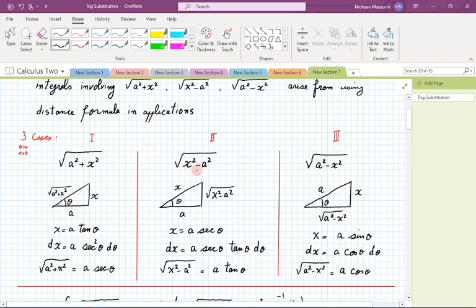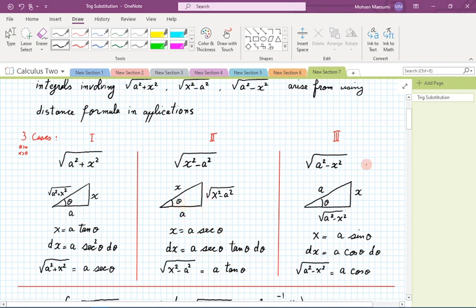Similarly, if you have an expression with the radical of x squared minus a squared, in this case we take x to be the hypotenuse, a will be this leg, theta the angle between the two of them, and the opposite is going to be equal to this expression. What's the relationship between our variable and this angle? You can easily check that. x is equal to a secant of theta. We take a differential, the derivative of secant is secant tangent, and this opposite side in this case is going to be a times the tangent of the angle.